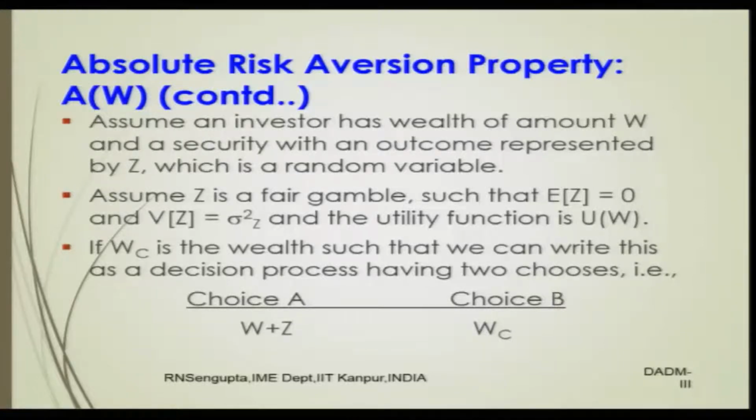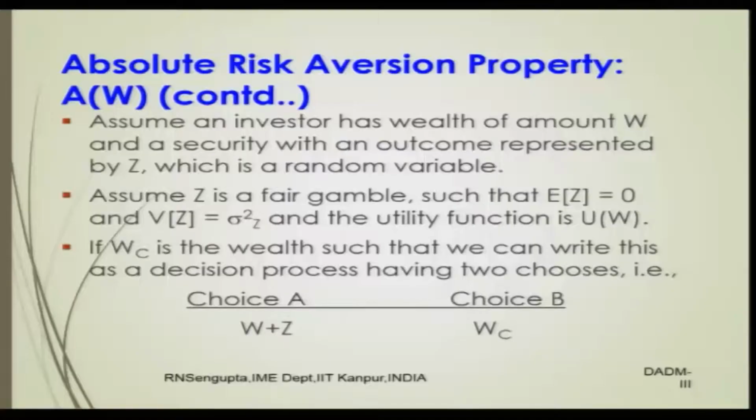Assuming an investor has wealth amount W and a security with an outcome represented by Z, which is a random variable. So, the outcome will change. Assume Z is a fair gamble, a fair mean gamble, that means the expected value of the gamble and the expected value of the sure event would be the same. Now, we are considering the expected value of the gamble to be equal to 0. So, obviously, there are fluctuations positive and negative, but the mean is 0, and the variance is given by sigma square suffix z, and the utility function is, say for example, u(w).